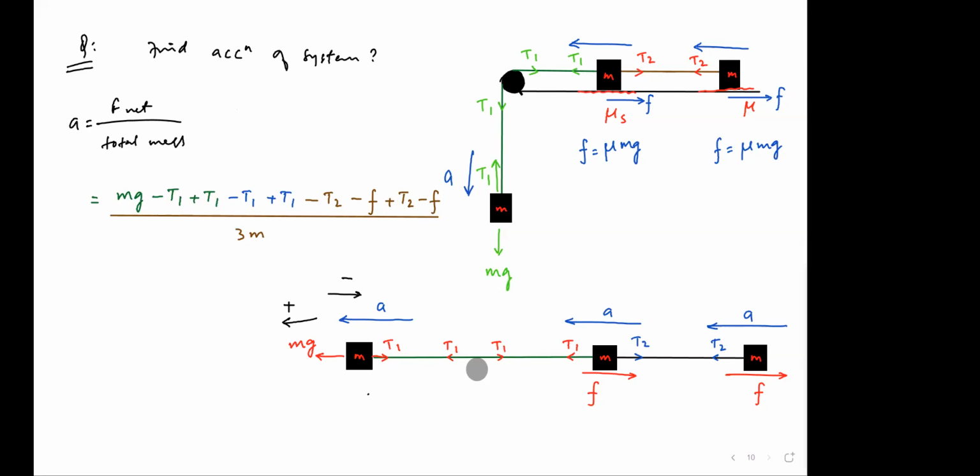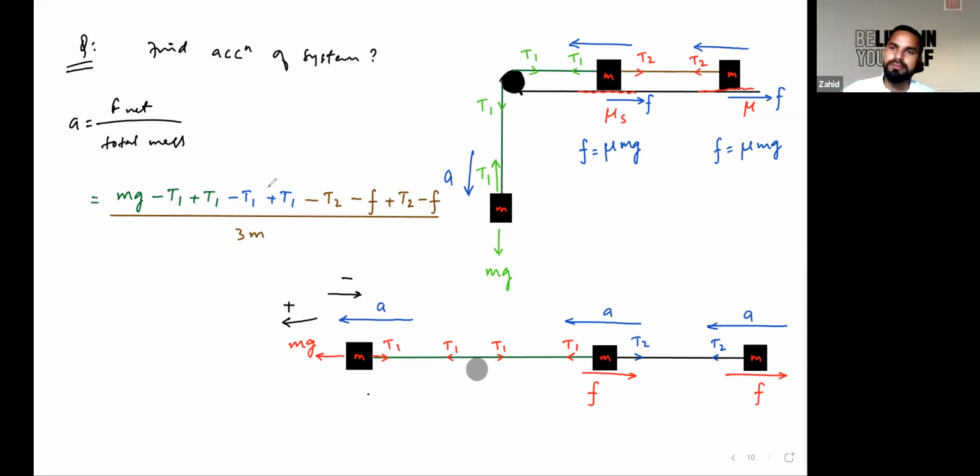Now just compare each term and cut out the terms which are in pairs or in opposite directions. So this T1 and this T1 would cancel out. Similarly, this and this would cancel out. Similarly, this and this would cancel out. So what we're left with, just put all the values and simplify it, and you'll get your answer. This is the easiest way to solve any pulley system.